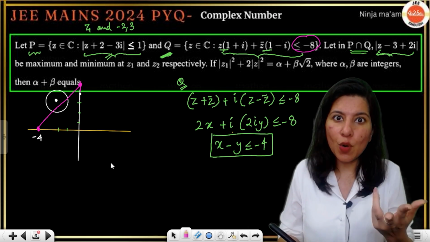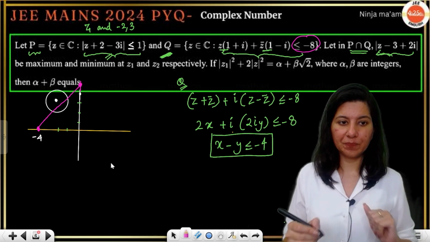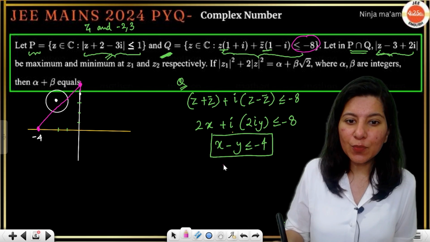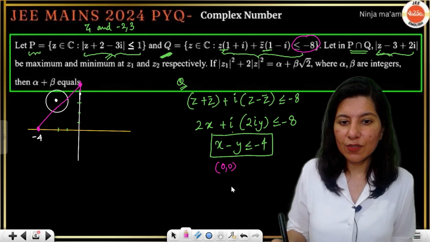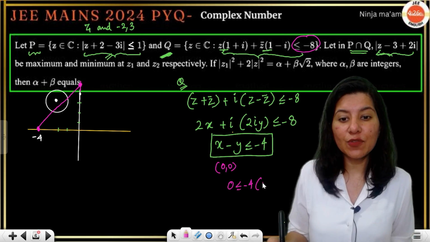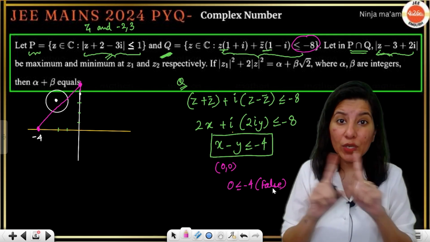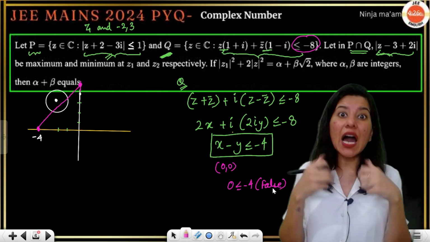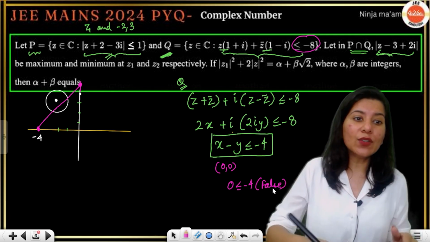Okay. We have two options, two sides of the line. So clearly, if I just put 0, 0 in this, it will become 0 less than or equal to minus 4, which is a false statement. That means the origin will not be in our required region. Other than the origin will be in the region.